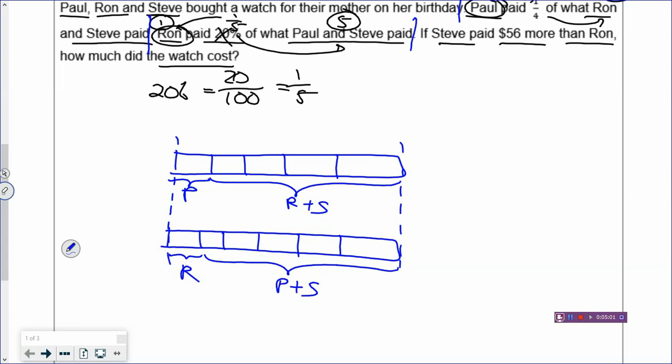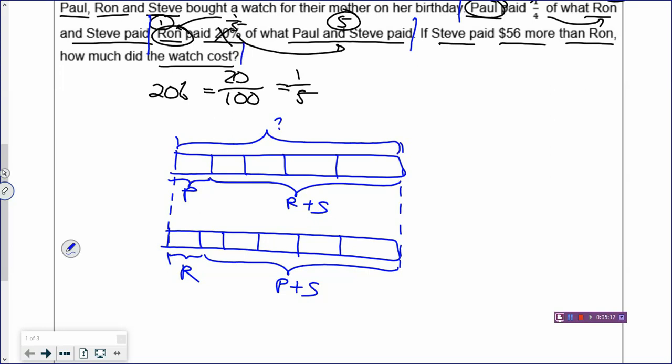You don't try to put the $56 into the model. You can skip the sentence. So how much did the watch cost? So this is the question mark, which is to find the cost of the watch. Alright, now your model is done already. This is how the model looks.